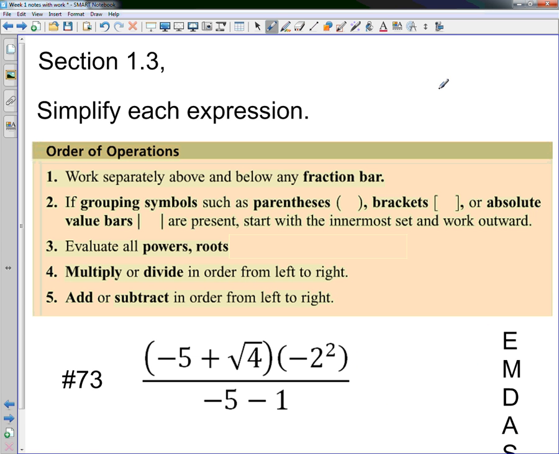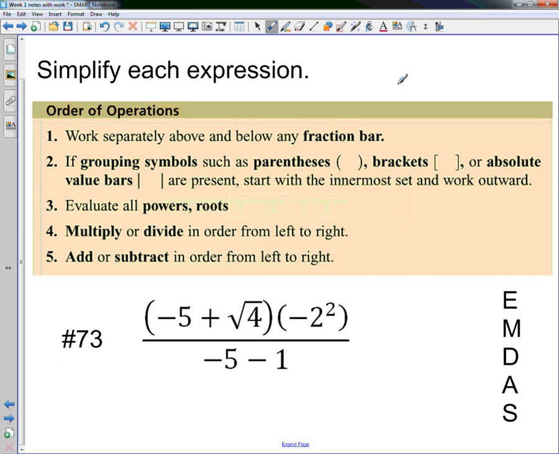So in 1.3 we look at order of operations. Notice that I've written them out here for you. This is the same thing that's in the book that you can check out. As we go through, what's interesting about this one is step 1 says work separately above and below any fraction bar. That's usually not given in your order of operations, but that is something you want to do. You want to treat the numerator as its own problem, and you want to keep the denominator as its own problem, and then at the very end we'll finish it off.